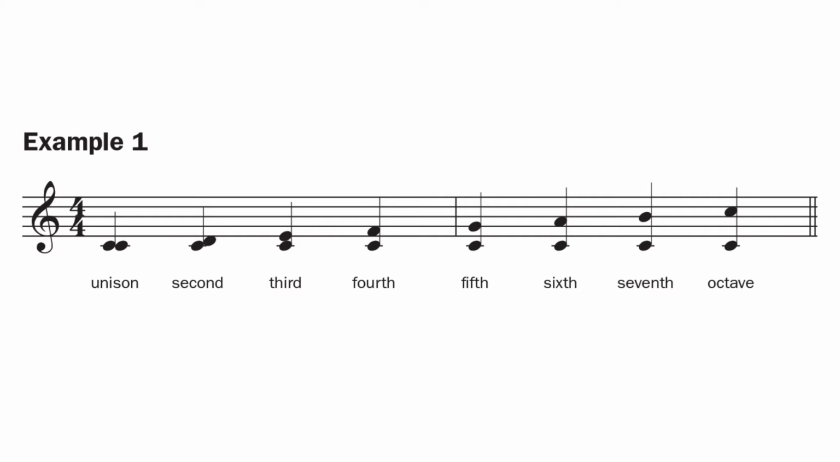Looking at example 1, we can see the different types of intervals. You have unison, which is 2 notes played simultaneously, a second, which is notes that are right next to each other, and then moving upward, 3rd, 4th, 5th, 6th, 7th, and octave. You can see them notated on the staff in example 1. Intervals can have any one of 5 different qualities. They can be major, minor, augmented, diminished, or perfect.